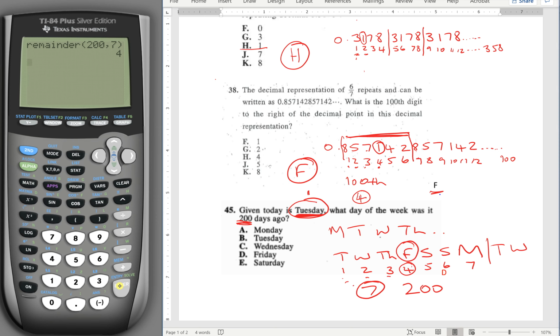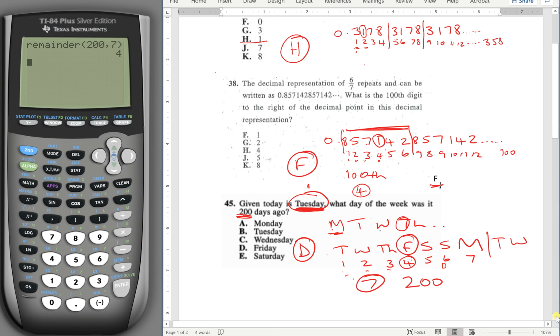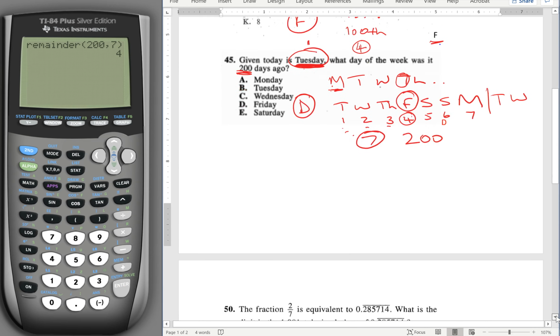But the very, very important thing, that's D, was that you had to start it on a Tuesday. So always pay attention to that. If you had started it at Monday, you would have done the 4th digit from Monday, and you would have gotten the answer of Thursday, and that was incorrect. So that's them being a little bit sneaky. But now that you know that, you are not going to fall for that trick again.